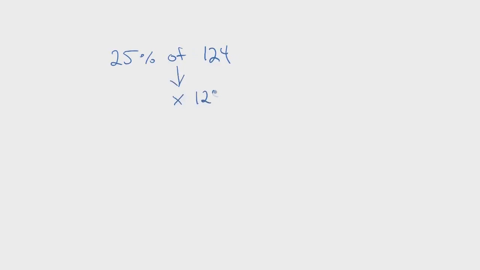You have 124. The decimal is not in sight. It's on the right, so it's right here. And to change it to a decimal, always, always, always 2 spaces to the left. So this becomes 0.25. You can add a 0 here if you like. That's up to you. And so this turns into a multiplication problem. We do 0.25 times 124.